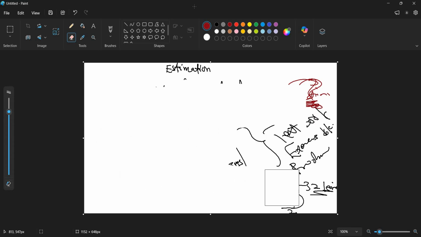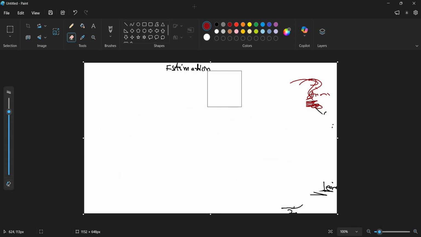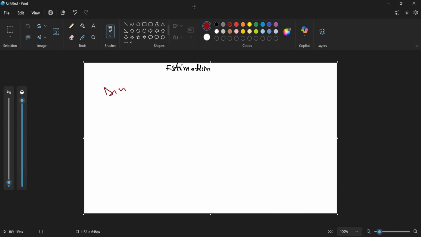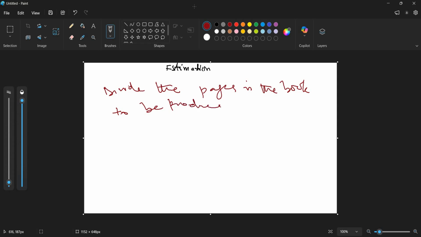divide the pages in the book to be produced by the pages in a section. And I said Arceola is made up of 64 pages, right?